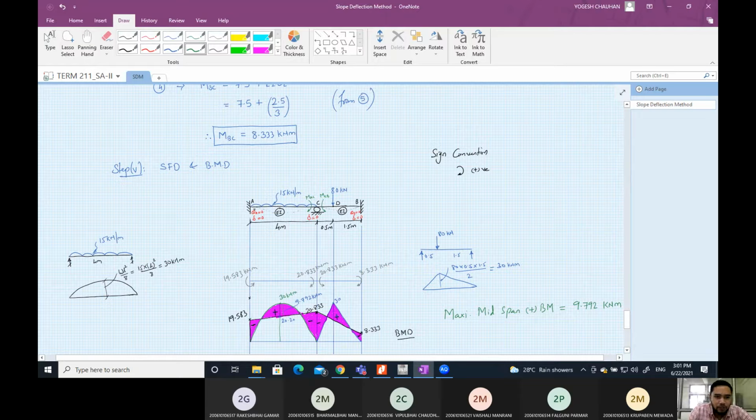So for the first span, we remove this fixed support and apply simple supports at both the ends and find the bending moment for the applied load, the UDL. For UDL, the bending moment at the midspan will be WL square by 8. So this will give you 30 kilonewton meter. Same way for the second span, you remove the fixed support and consider the span as simply supported and subject it to the applied load. The bending moment for an eccentric point load will be WAB by L. So this will give you 30 kilonewton meter.